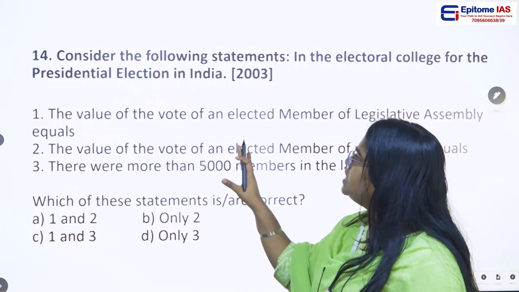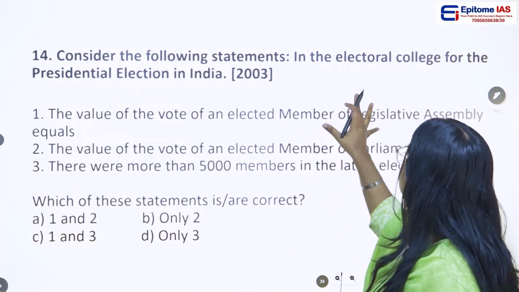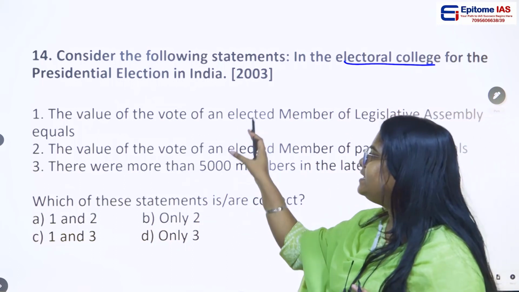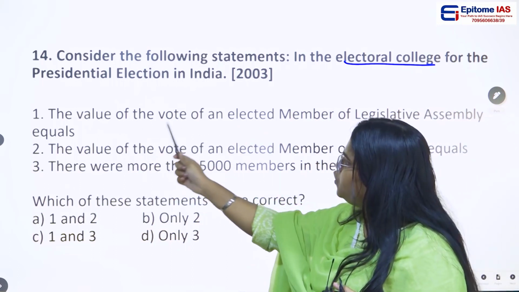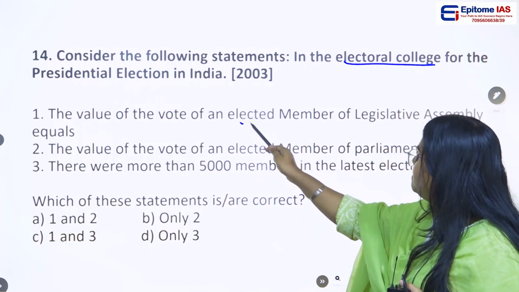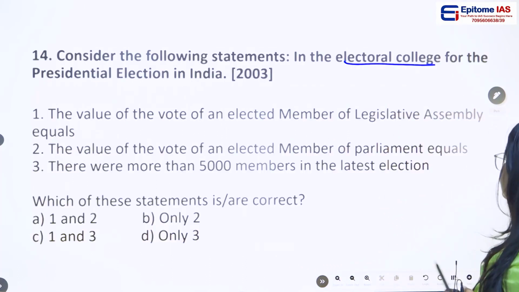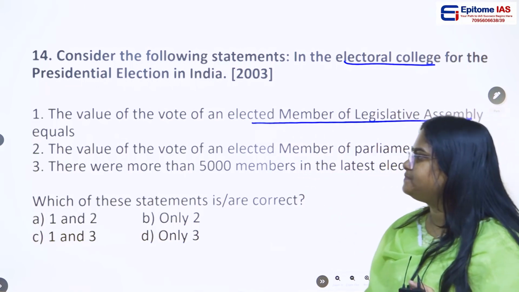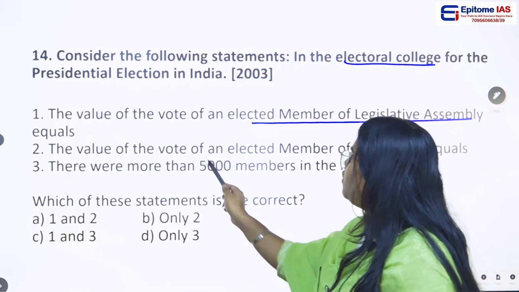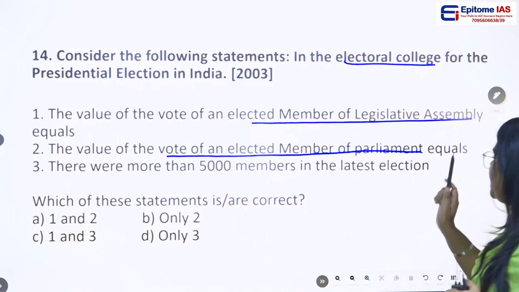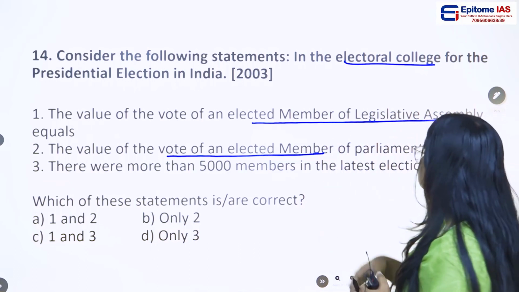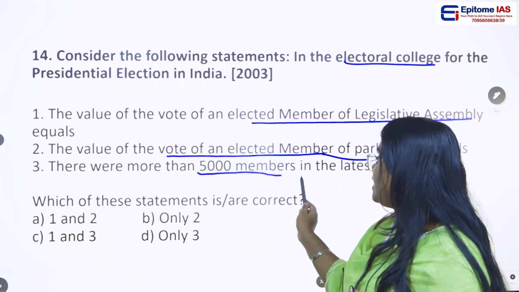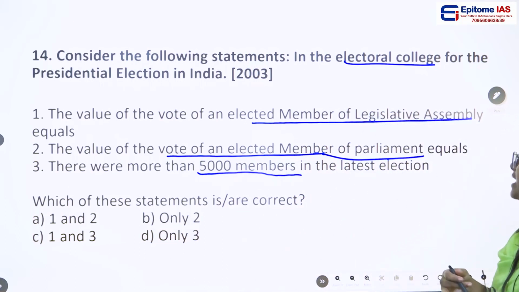So the next question: consider the following statements in the Electoral College for the presidential election in India. 1. The value of the vote of an elected member of Legislative Assembly equals. 2. The value of vote of an elected member of Parliament equals. 3. There were more than 500 members in the latest election.